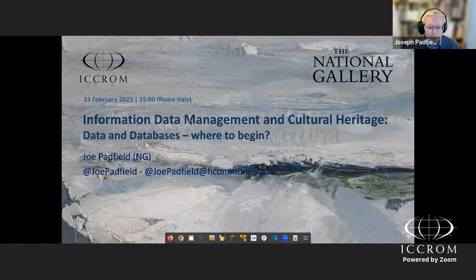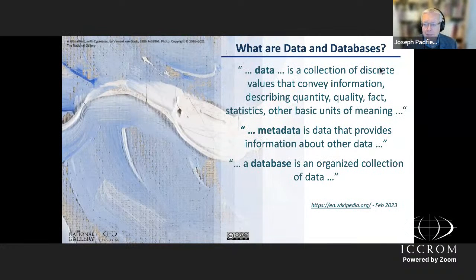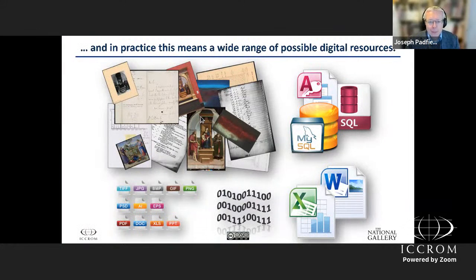I come from the scientific department of the National Gallery, and today I'm going to comment, as Alison said, about databases, where to begin. Now, if one looks at Wikipedia, as many of us do, it describes data as a collection of discrete values that convey information describing quantity, quality, fact, statistics, and other basic units of meaning. And it goes on to say that metadata is data that provides information about other data. So you have a crossover between the two, and that a database is an organized collection of data.